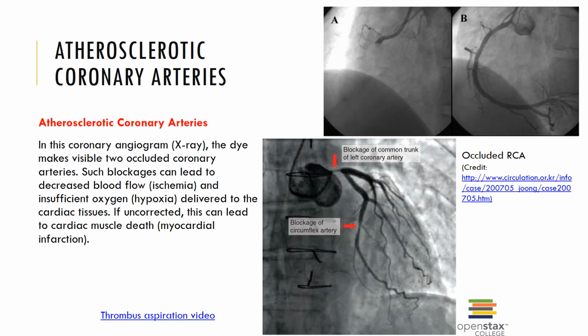Here you can see what happens when the coronary arteries become occluded or blocked. That blockage leads to a reduction in blood flow and can lead to the death of cardiac tissue if not corrected.